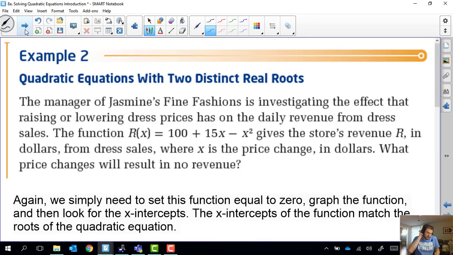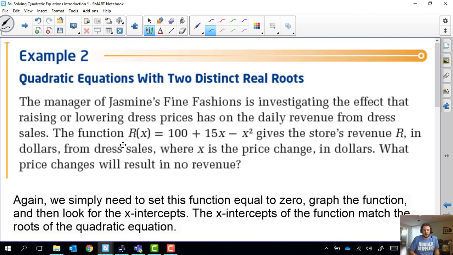Now, let's take a look at one that maybe adds a little bit more context to it. So here's a word problem. And what we have to do with these word problems is think about, all right, what part of the graph is this asking me to solve for? So the manager of Jasmine's Fine Fashions is investigating the effect that raising or lowering dress prices has on the daily revenue. The function r of x equals 100 plus 15x minus x squared gives the store's revenue in dollars from dress sales, where x is the price change in dollars. What price change will result in no revenue?